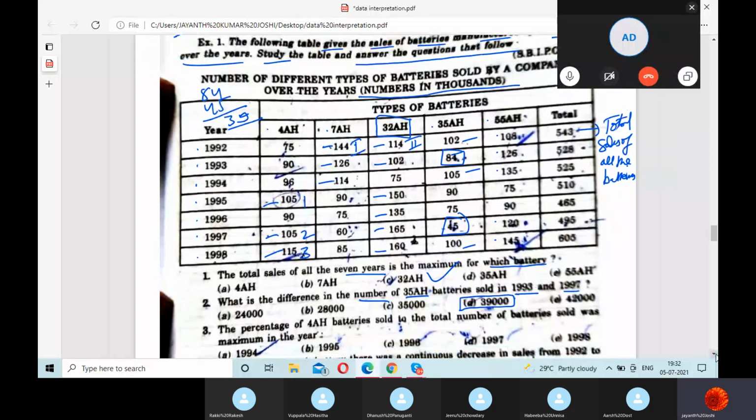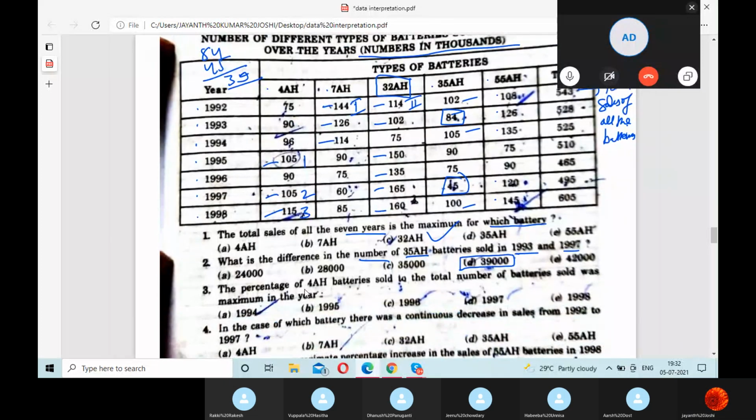Question number 3. The percentage of 4Ah batteries sold to total number of batteries sold was maximum in the year dash. So the percentage of 4Ah batteries sold to total number of batteries sold. So what is the total number of batteries here? 543, 528, 525, 510, 465, 495, 605.